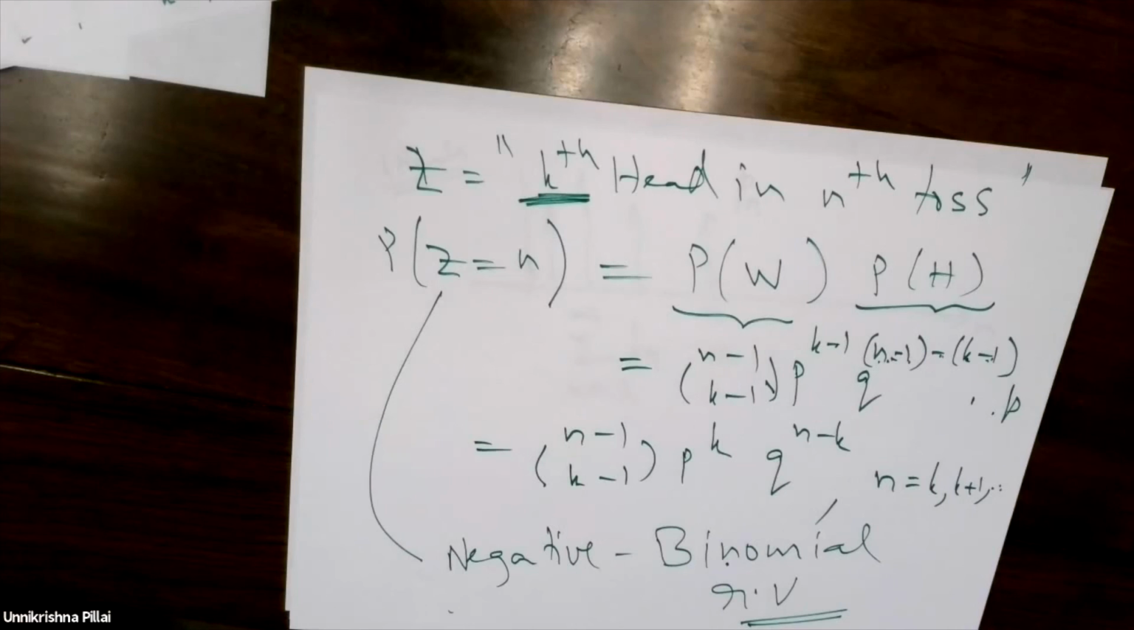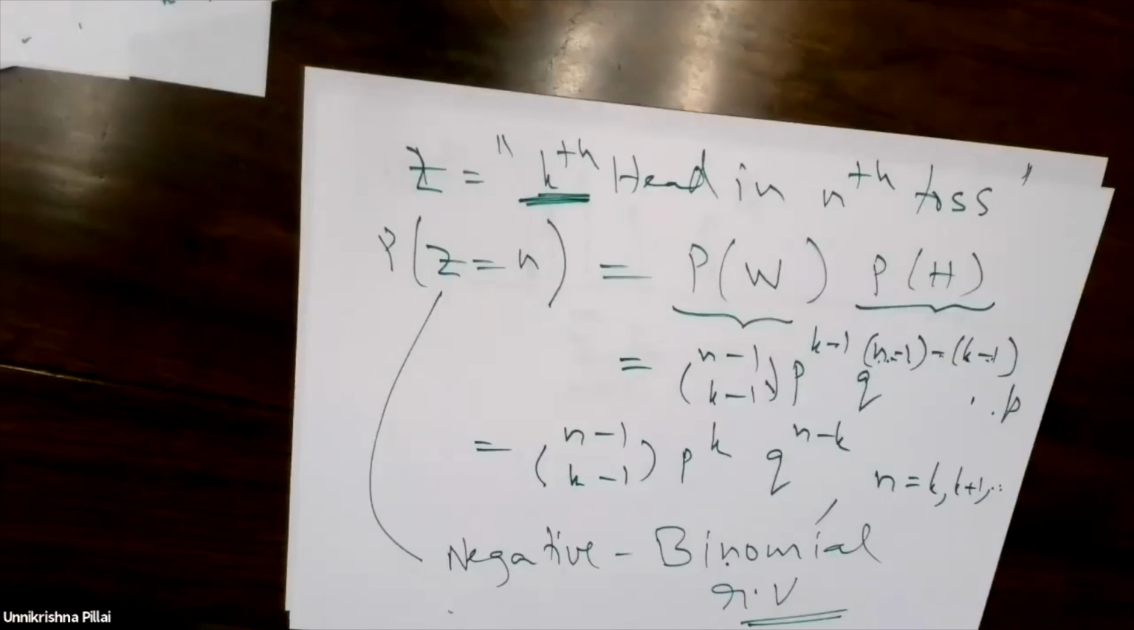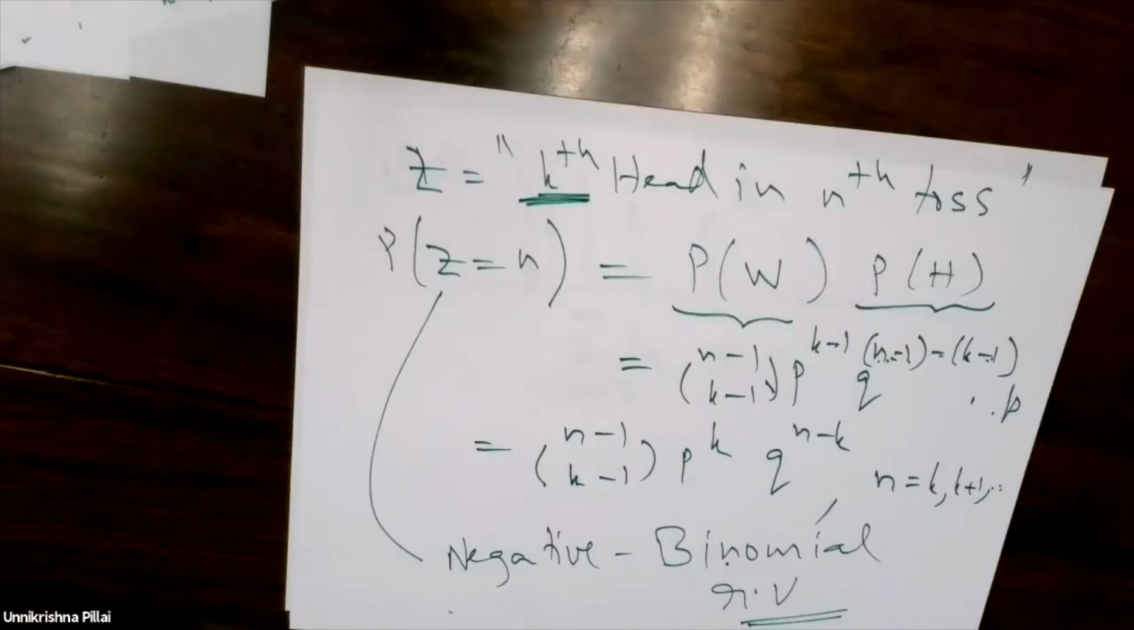Any questions on this negative binomial? So remember, binomial, think about it. The binomial random variable deals with a fixed number of tosses, n tosses. The question is how many heads you get. Here the number of heads is fixed, k heads. The question is how many tosses you need. So it's just the complement. That's why it's called the negative.